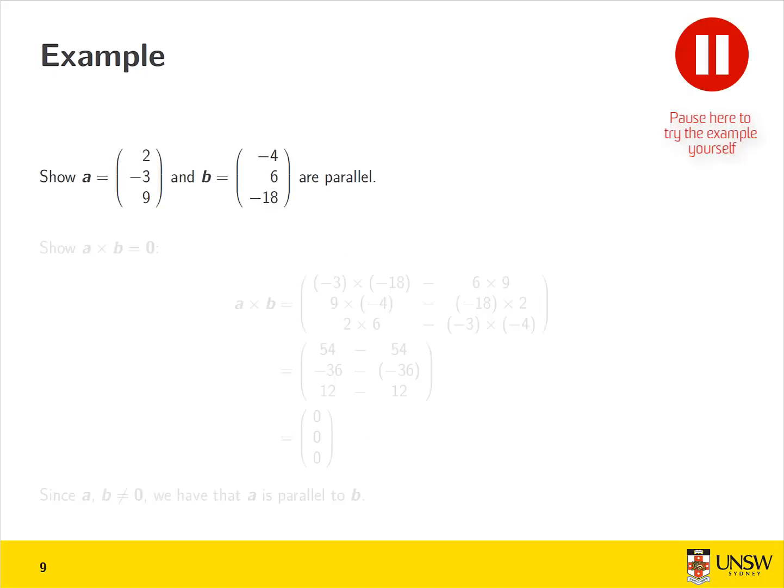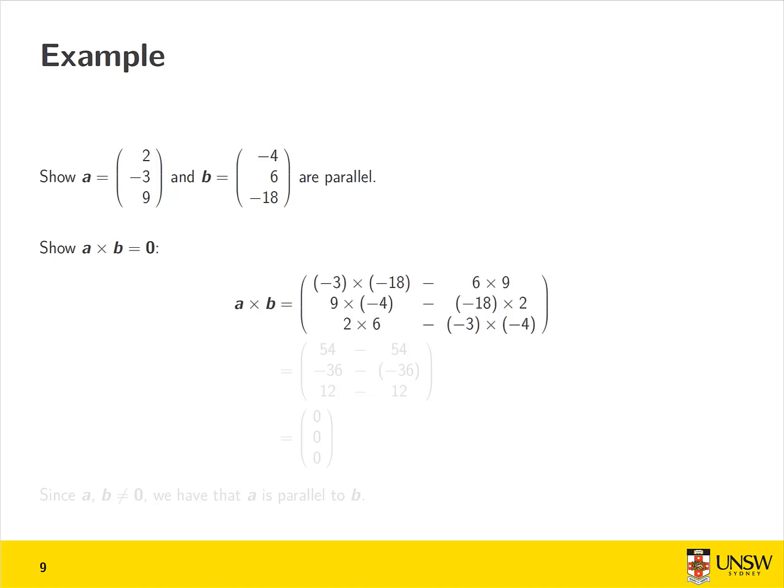We could also be asked to show that two vectors are parallel. For example, consider the vectors A given by 2, negative 3, 9, and B given by negative 4, 6, negative 18. Suppose we would like to show that they are parallel. If the cross product of the two vectors is the zero vector, then we can conclude that they are parallel. So calculating the cross product as before, we find in this case that A cross B is indeed the zero vector. Since neither A nor B is the zero vector, and A cross B equals 0, we can conclude that they are parallel.